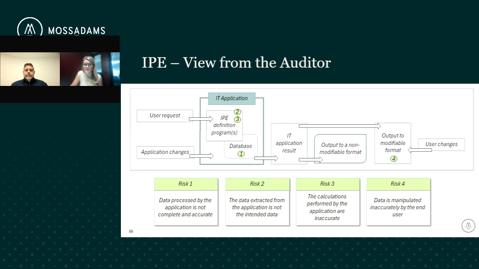And then the fourth risk, and this one is one maybe we don't talk about enough, but we will be, is that the data is manipulated inaccurately by the end user. So, if the ultimate output of the data is in a modifiable format, there is a risk that the end user can change that data and the data now becomes incomplete and inaccurate.